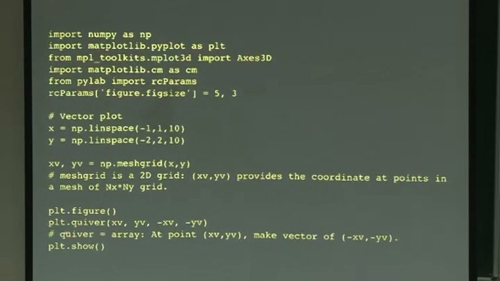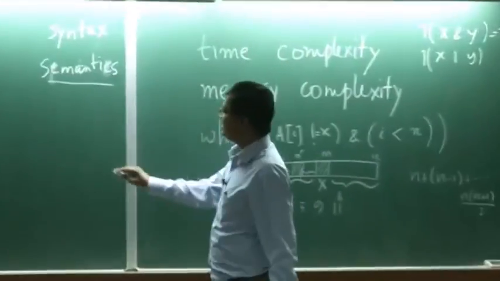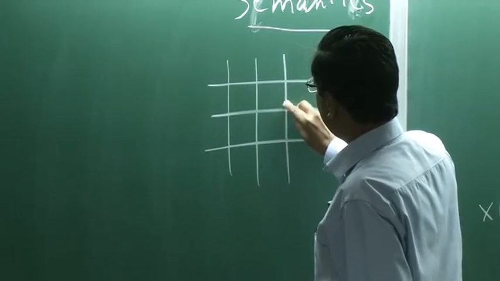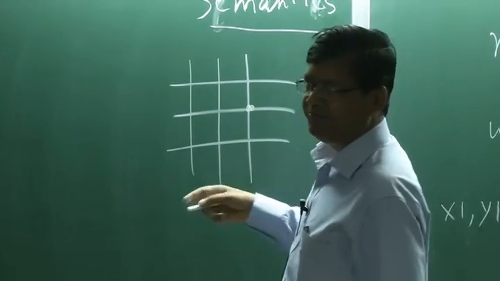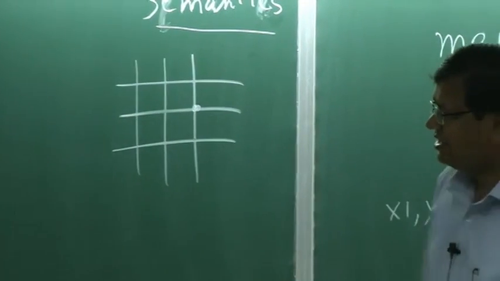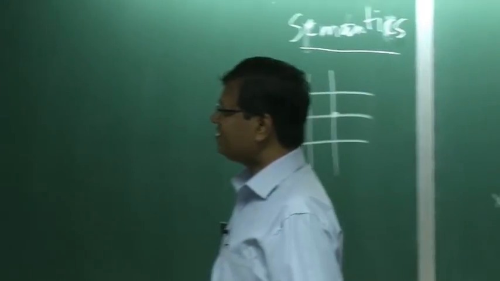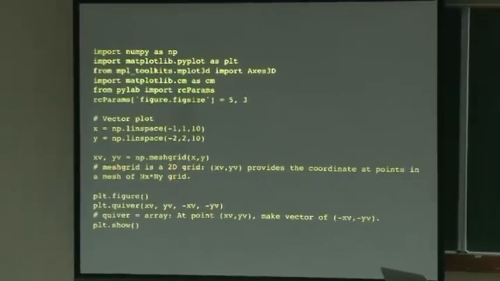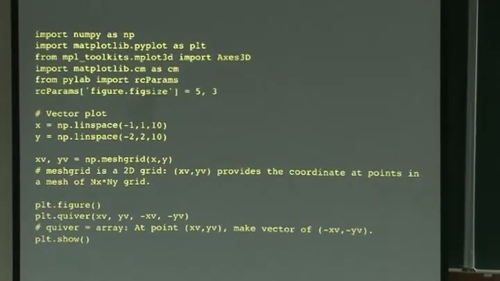Now, this quiver is an arrow. So, you will create an arrow at this position x comma y in the mesh. Just imagine this is a mesh, and there is an arrow at each point. The first two coordinates will tell you the coordinate. Then, what is the vector field at that coordinate? Here the coordinate at that point is x and y, xv and yv.